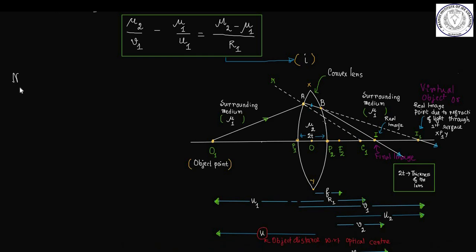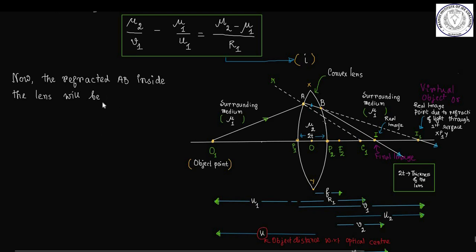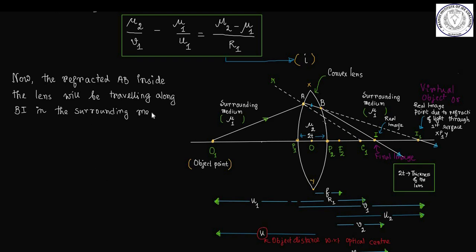Now the refracted ray AB will be refracted through the second refracting surface XP2y, and this refracted ray will be traveling along BI in the surrounding medium of refractive index mu1, after refraction through the second refracting surface XP2y.